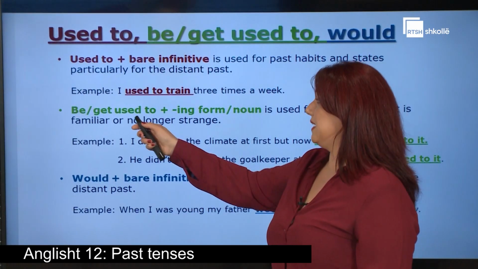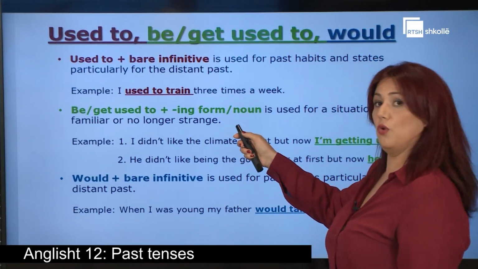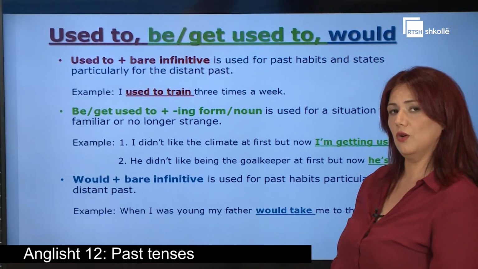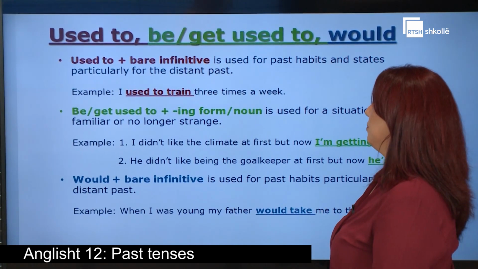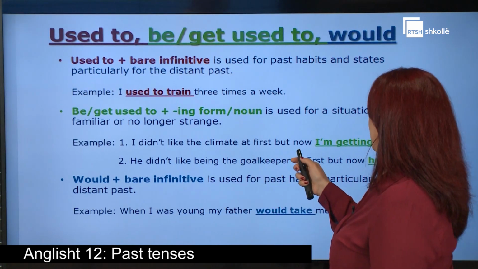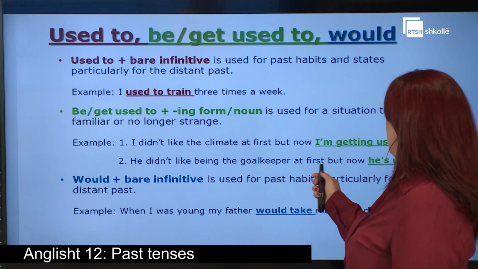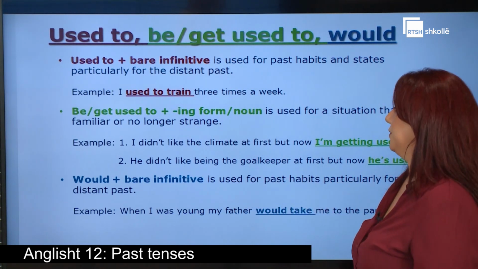The structure be or get used to plus the -ing form or a noun is used for a situation that is already familiar or no longer strange. For example, I didn't like the climate at first, but now I'm getting used to it. Or he didn't like being the goalkeeper at first, but now he's used to it.